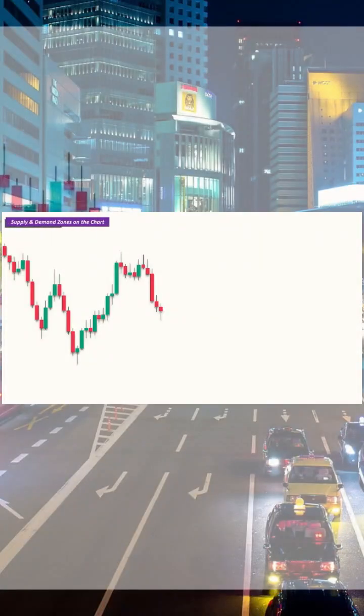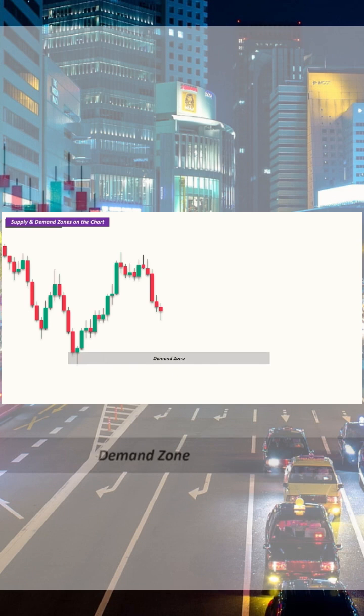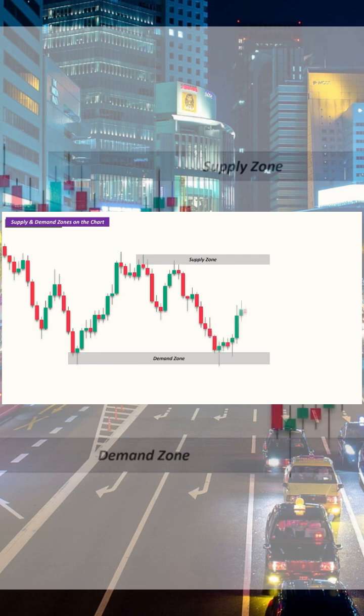Now, what are the supply and demand zones on the chart? A demand zone is an area where buyers previously entered the market and pushed price higher. Similarly, a supply zone is an area where sellers have entered the market and pushed price lower. These zones are important because markets often remember where strong buying or selling occurred. When price returns to a supply zone, sellers may step in again, potentially causing price to move lower. When price revisits a demand zone, buyers may become active again, which can push the price higher. In simple terms, demand zones act like potential support, and supply zones act like potential resistance.